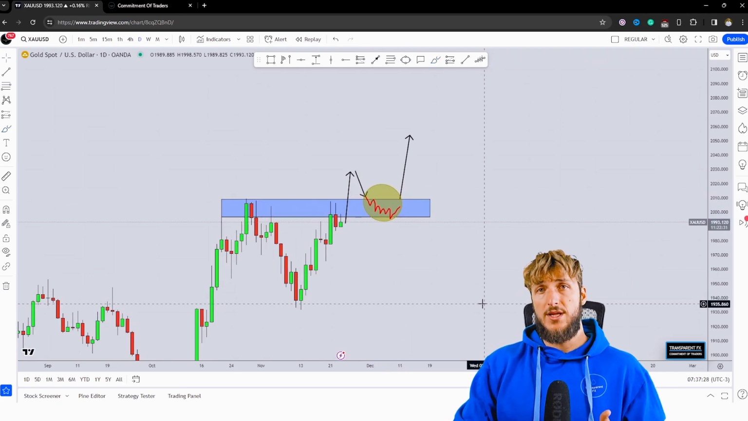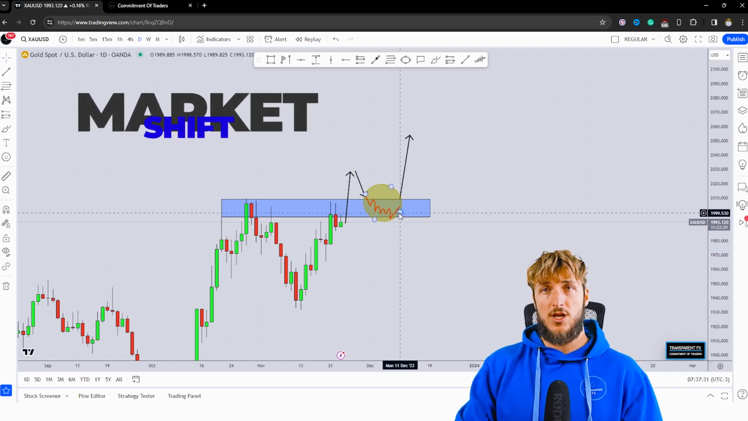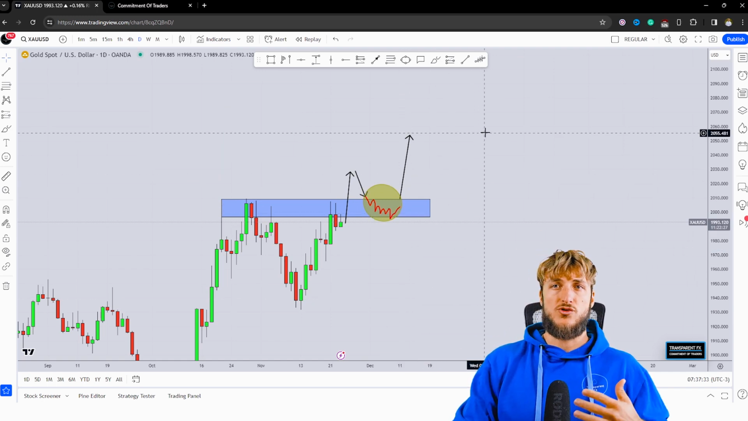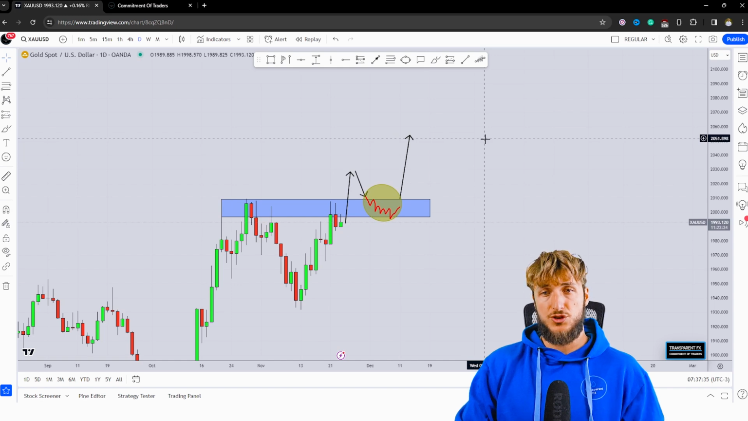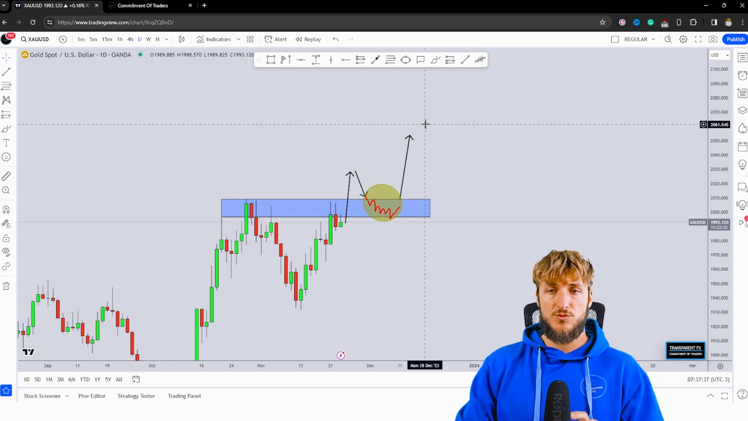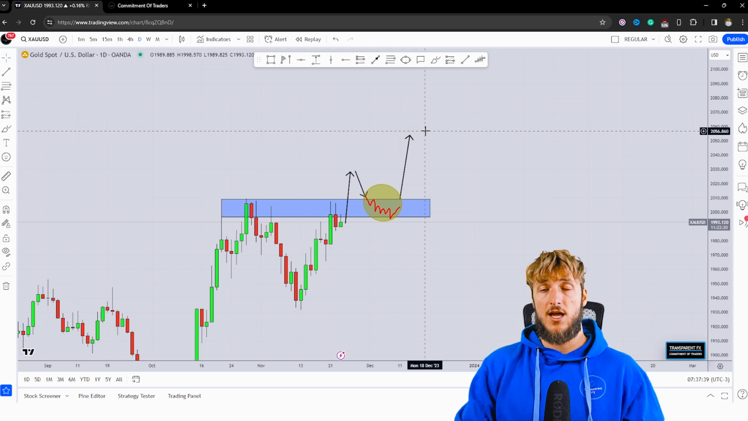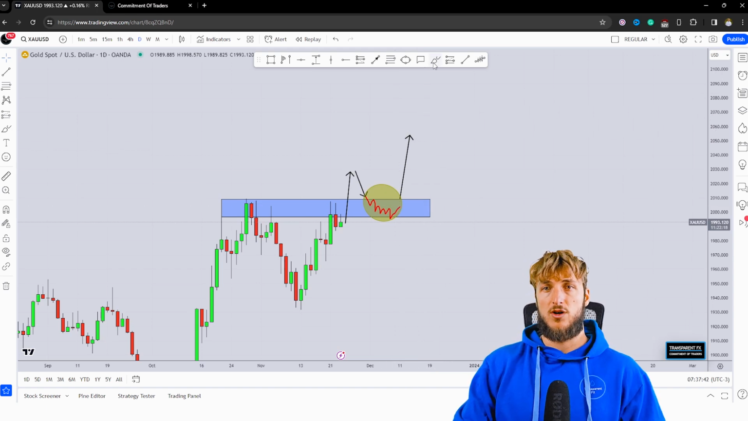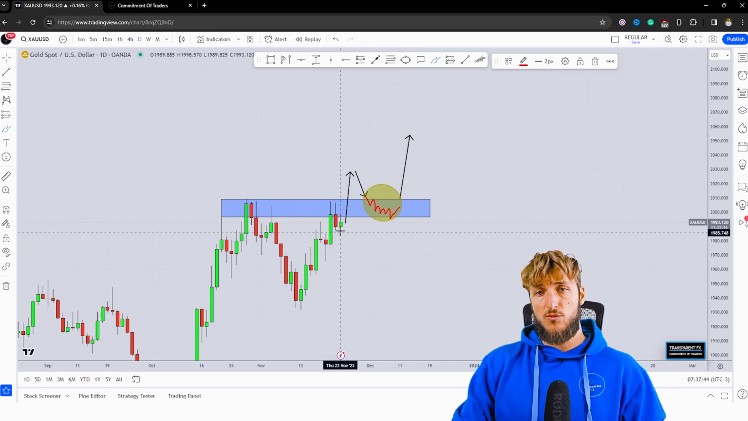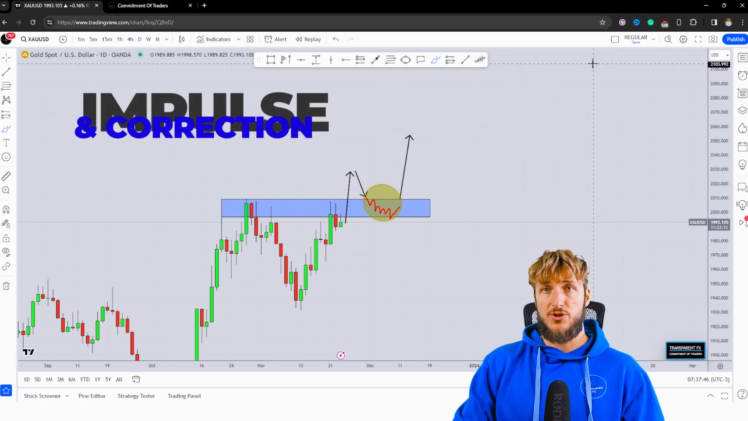waiting for the market to shift from an intraday bearish market, as we would have, to an intraday bullish market. And if the market shifts from intraday bearish to bullish and provides one of our valid entries, at that point we could be looking for a potential move higher for the market to complete this impulse correction and impulse pattern to the upside.